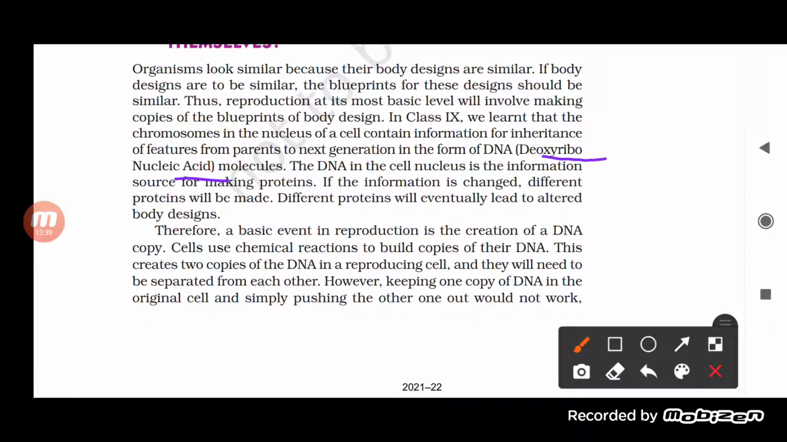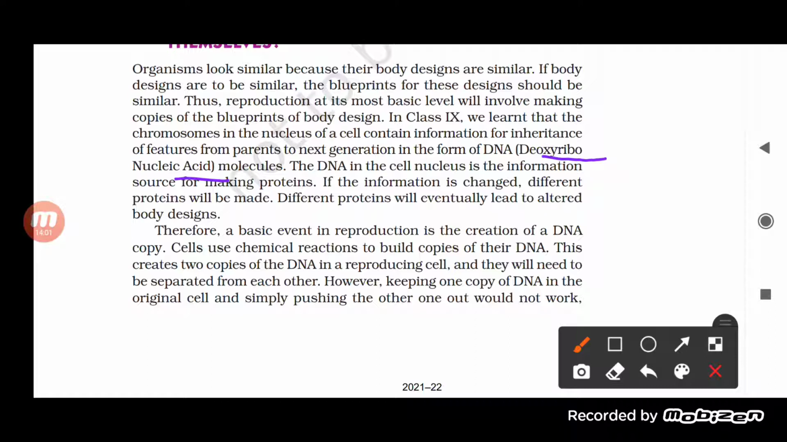Although we know that a different protein will eventually lead to an altered body design. Yes, if the DNA gets changed due to some problem, or the information gets changed, it will alter the body design and show changes in the body design also.